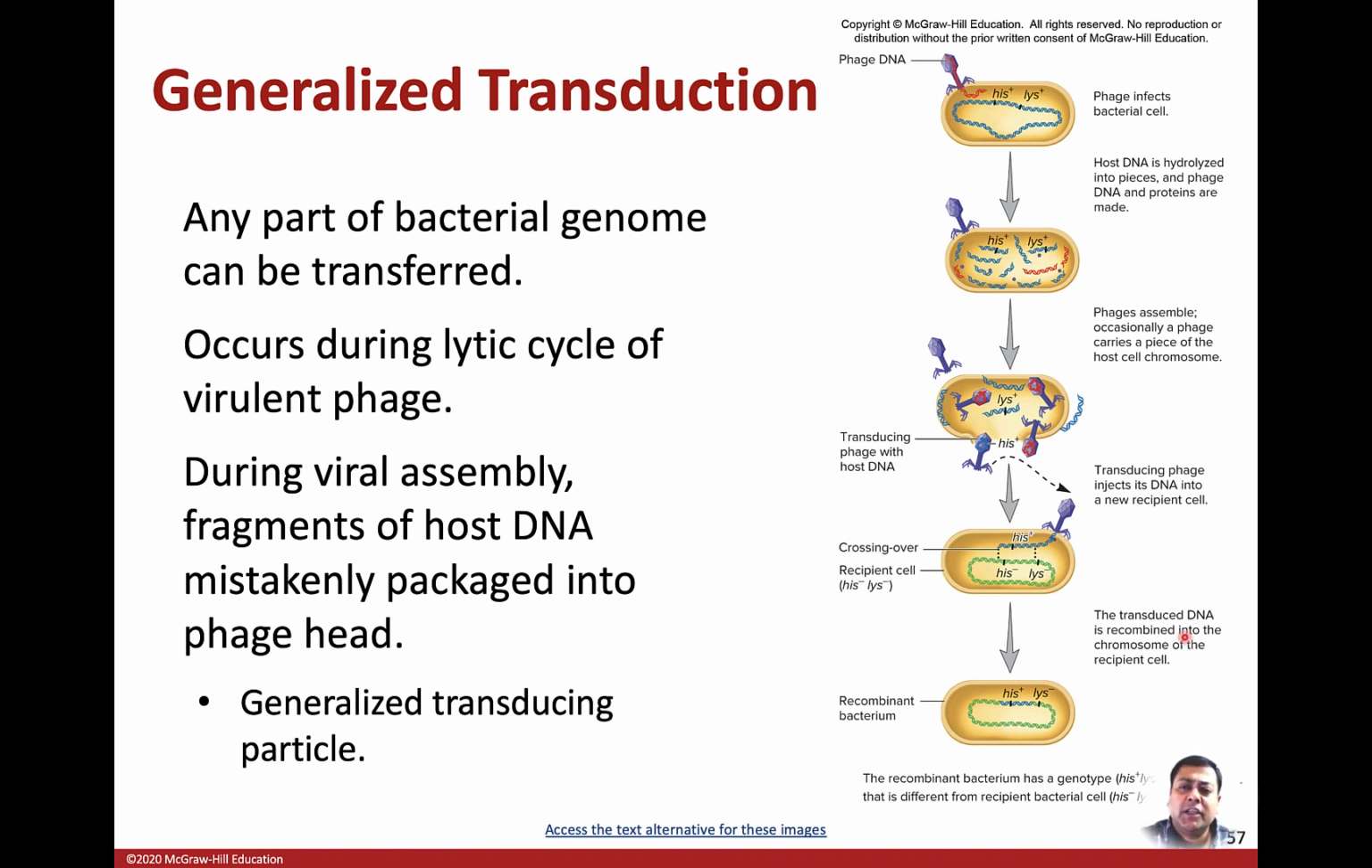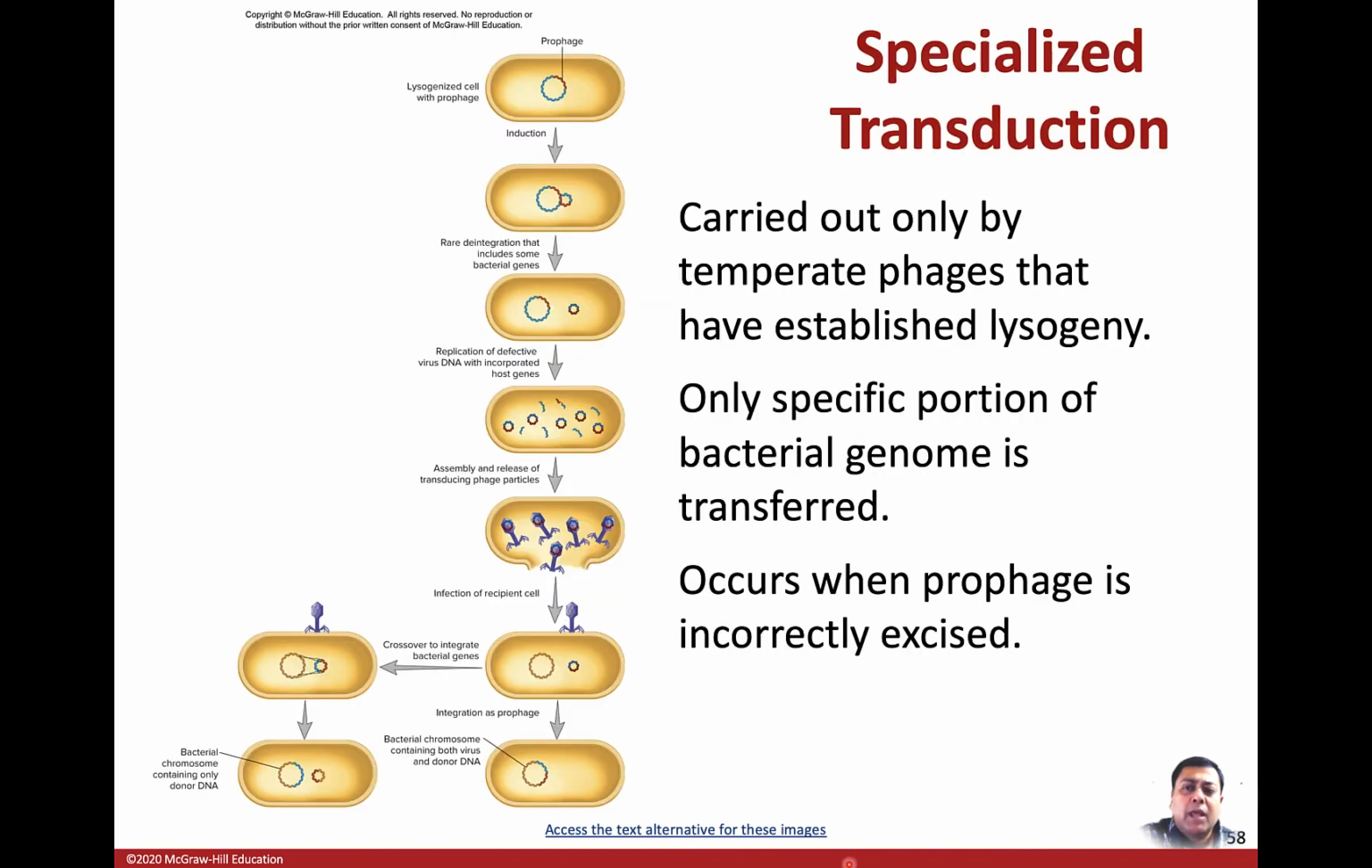And the generalized transduction works in a way that just by mistake, a wrong packaging of bacterial DNA into the bacteriophage. Whereas a specialized transduction is carried out only by the temperate phages that have established a lysogeny. Only a portion of the bacterial genome is transferred and occurs when the prophage is incorrectly excised. So here you have a lysogenic cell with a prophage. So the prophage sequence is in the red and is integrated into the chromosome. And here what happens, it includes some of the bacterial genes.